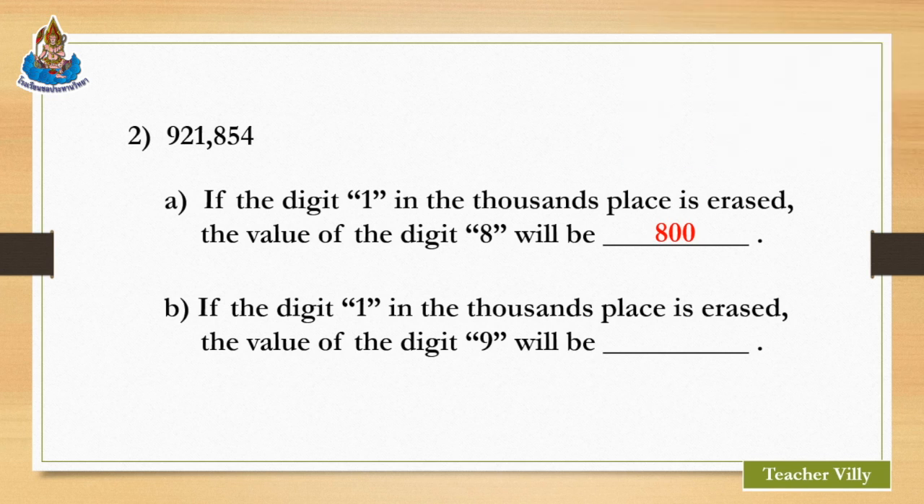Alright, so if the digit 1 in the thousands place is erased, then the value of the digit 9 will be 90,000. Very good.